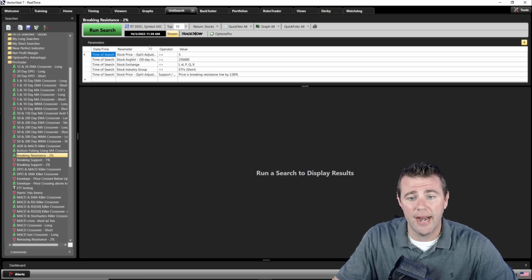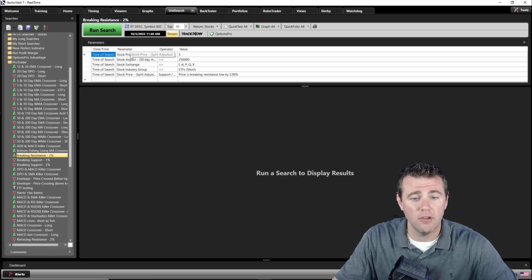Starting off with the scan criteria, first and foremost, the sort is RT descending, so looking for the highest RT stocks out of the list that meet the criteria. RT, for those not familiar with VectorVest, is the relative timing indicator, and it's cast on a scale of 0 to 2, and it's looking at the short-term price trend of a stock. So above 1, the short-term trend of the stock is up. Below 1, the short-term trend of the stock is down. So the higher above 1, the stronger the uptrend. The lower below 1, the stronger the downtrend.